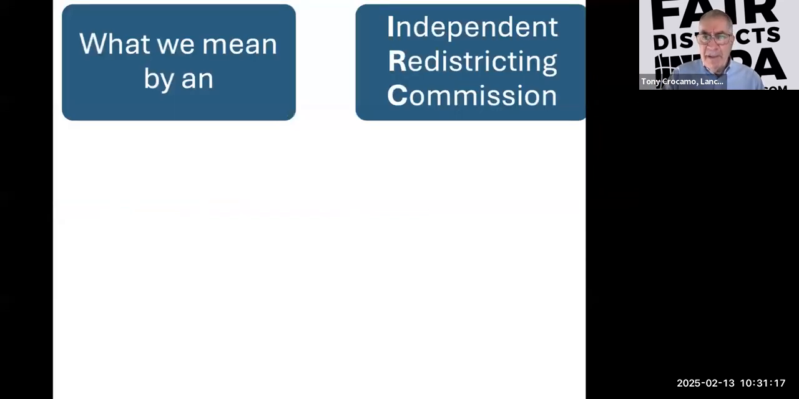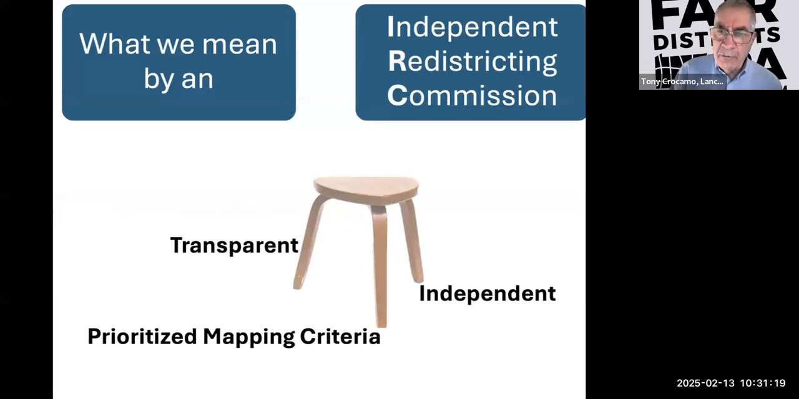So what do we mean by an independent redistricting commission? Well, it's a three-legged stool. It's independent, transparent, and it's prioritized mapping criteria. So by independent, we want an independent redistricting commission that is representative of the Commonwealth's diversity and free from legislative influence in the selection of the commission and in the operation of the commission.